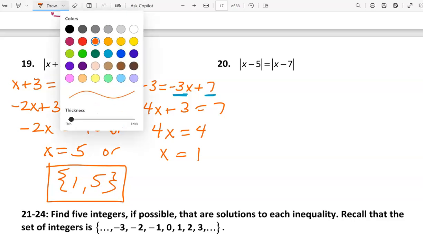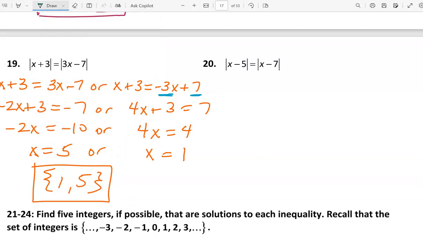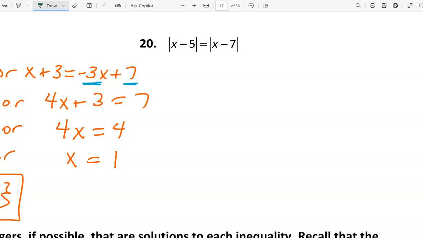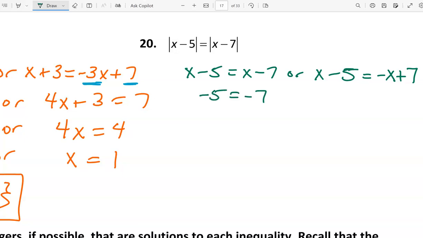And last one of this type. If two expressions have equal absolute values, that means the two expressions can be equal to one another, or the two expressions can be opposites, and the opposite of x minus 7 is negative x plus 7. All right, let's solve the equation on the left. Subtracting x gives us negative 5 equals negative 7. This equation has no solution, but that doesn't mean the entire equation has no solution, just this part.